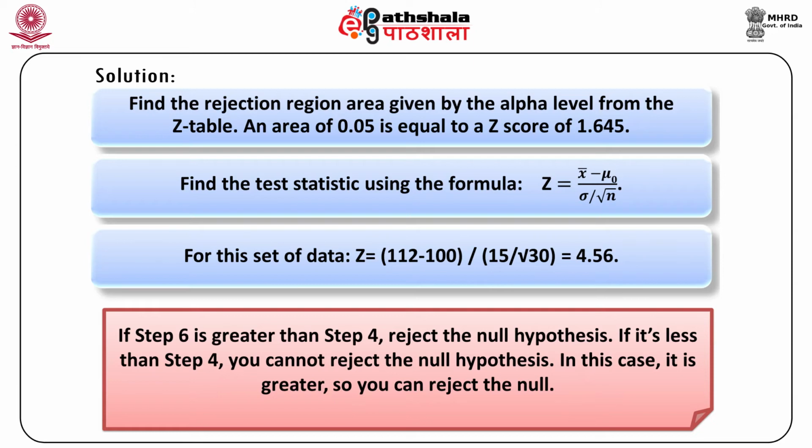If step 6 is greater than step 4, reject the null hypothesis. If it's less than step 4, you cannot reject the null hypothesis. In this case, it is greater, so you can reject the null.